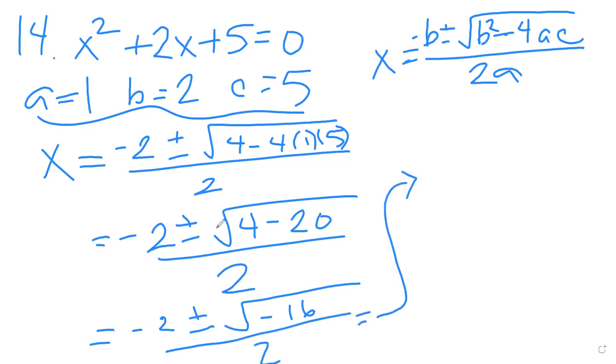Then let's come up and simplify what we have. We have x equals negative 2 plus or minus the square root of 16 is 4. The square root of a negative under that square root is i, right? All over 2.